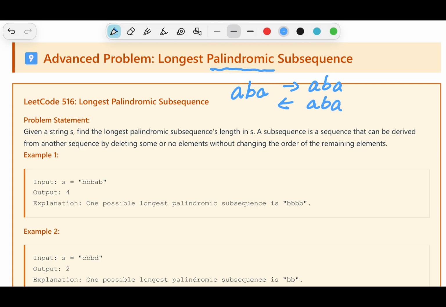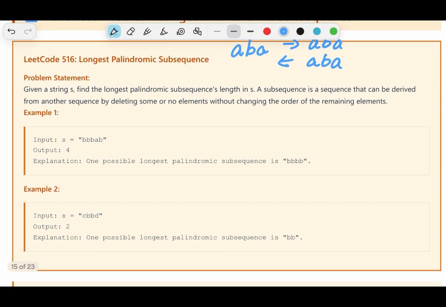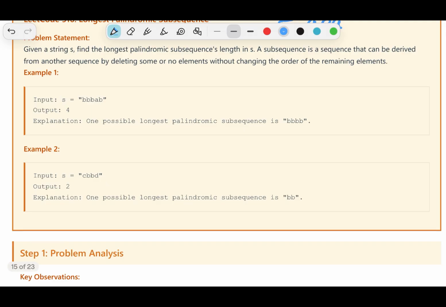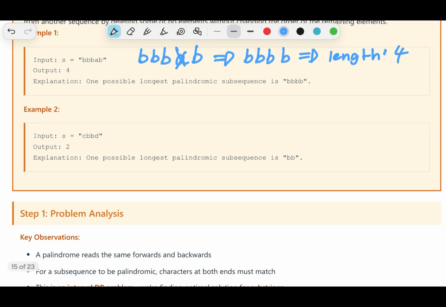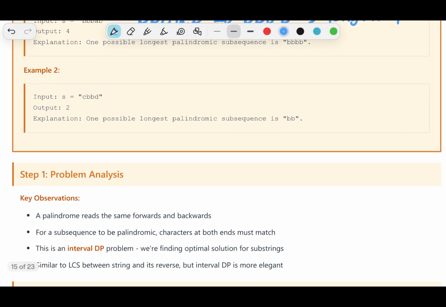So, what's the mission? You are given a string, and you need to find the length of the longest possible palindromic subsequence you can make by deleting 0 or more characters. Now pay attention to that word, subsequence, not substring. This is key. A substring has to be a continuous block of characters. A subsequence means we can pick and choose, just keeping the order. For example, if our string is BBBAB, we can grab the first B, the second B, the third B, and the last B. Then we got it. And its length is 4, and that's the answer.